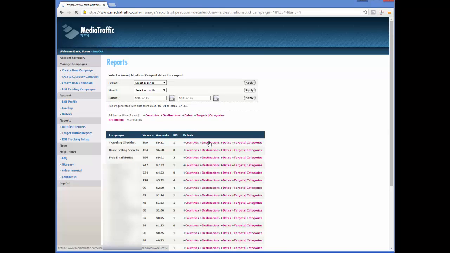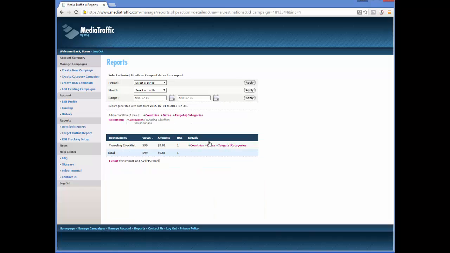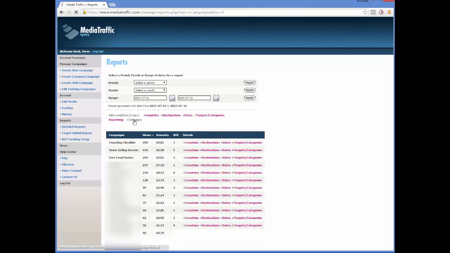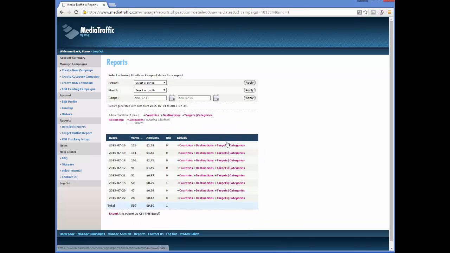So here, destinations, this would be if you had more than one landing page or capture page URL, but we only have the one, Traveling Checklist, and so it's the same stats. Again, I'll go back. Dates, this is interesting because here we can see each day what we had for impressions, our costs, and our ROI, our leads that were generated. Right now it's sorting by the number of views. So we can see on this is the 16th of July, had the most views, but let's sort it by dates here. This is where we started that campaign on that day, on the 15th.